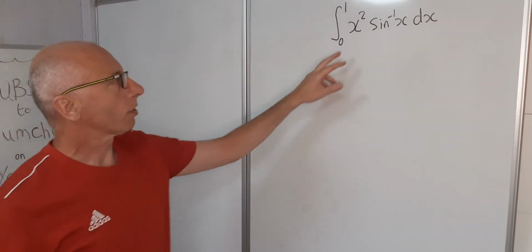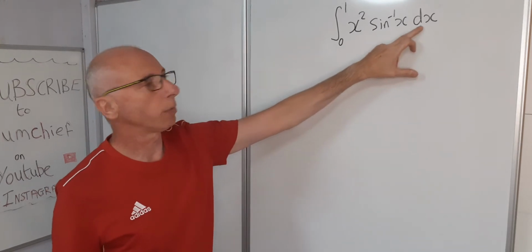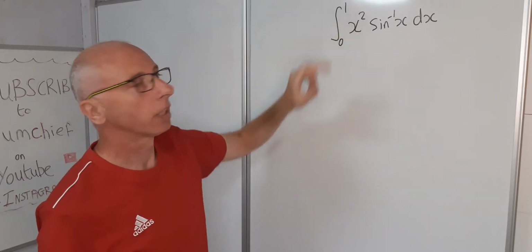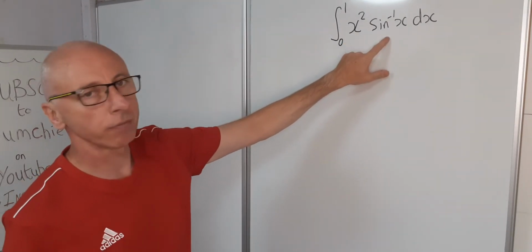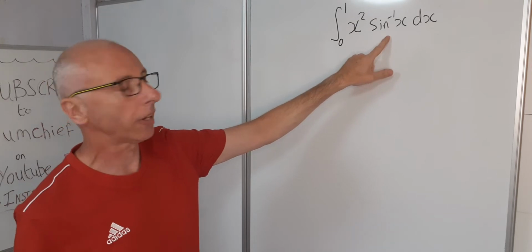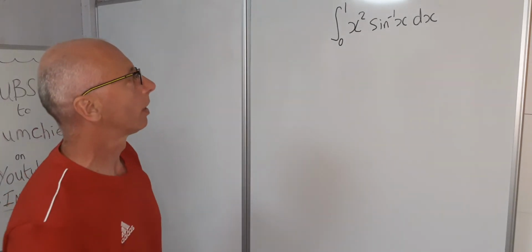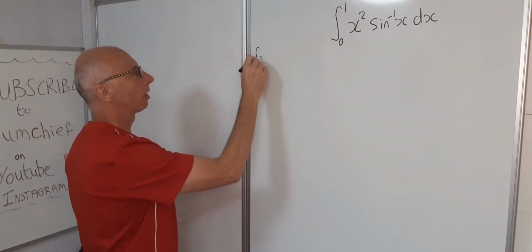Okay, so we've got the integral of x squared times the inverse sine of x with respect to x, and the parameters of integration are from 0 to 1. Now, looking at two terms here, x squared and inverse sine of x, or arc sine of x, whichever way you want to call it, two terms going to be integration by parts.